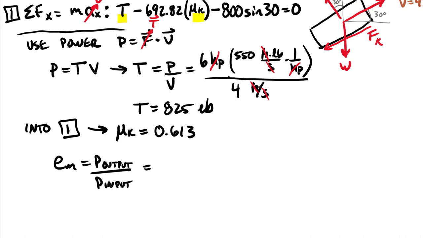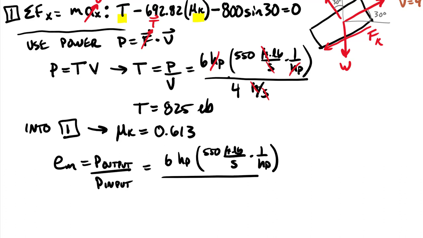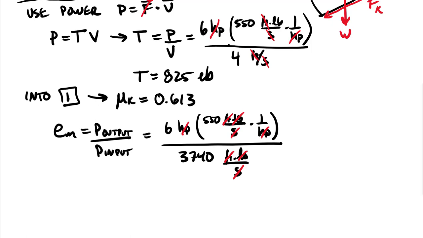And so again, the output, we know we're getting 6 horsepower, using the conversion factor here again, 550 foot pounds per second times 1 over horsepower, and then divide this by our input, 3,740. This is in foot pounds per second. Now all of these units are going to cancel because efficiency is a unitless ratio. So pounds, pounds, seconds, seconds, all of those units cancel.